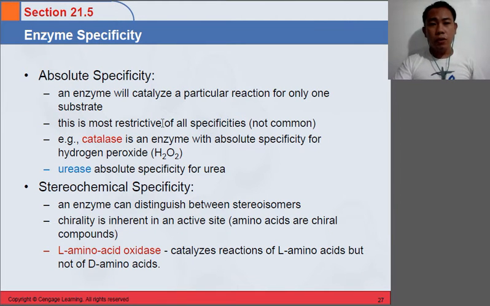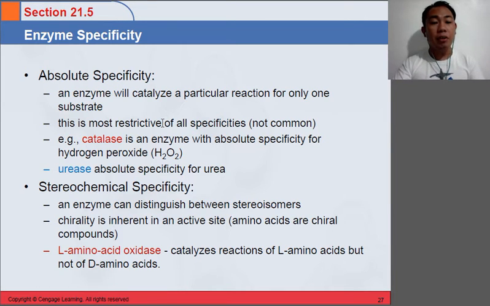And now let's go to enzyme specificity. We have different enzyme specificities. One is the absolute specificity. When we say absolute specificity, the enzyme will catalyze a particular reaction for only one substrate. That's why it is absolute. This is the most restrictive of all specificities and is usually not common. For example, catalase is an enzyme with absolute specificity for hydrogen peroxide, or H2O2. We also have urease, with absolute specificity for urea.